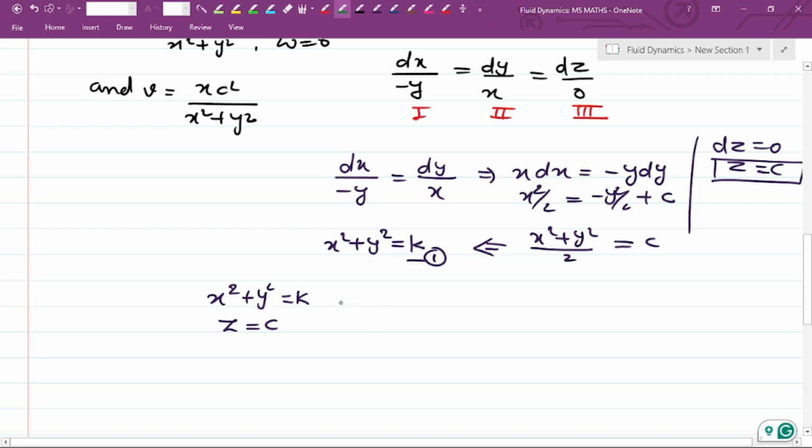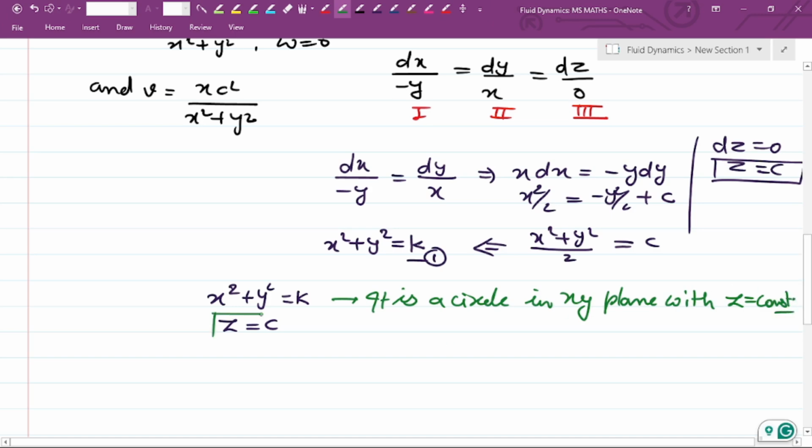So basically it is a circle in the xy plane, with z equal to constant, where the z axis is constant, and it represents a circle.